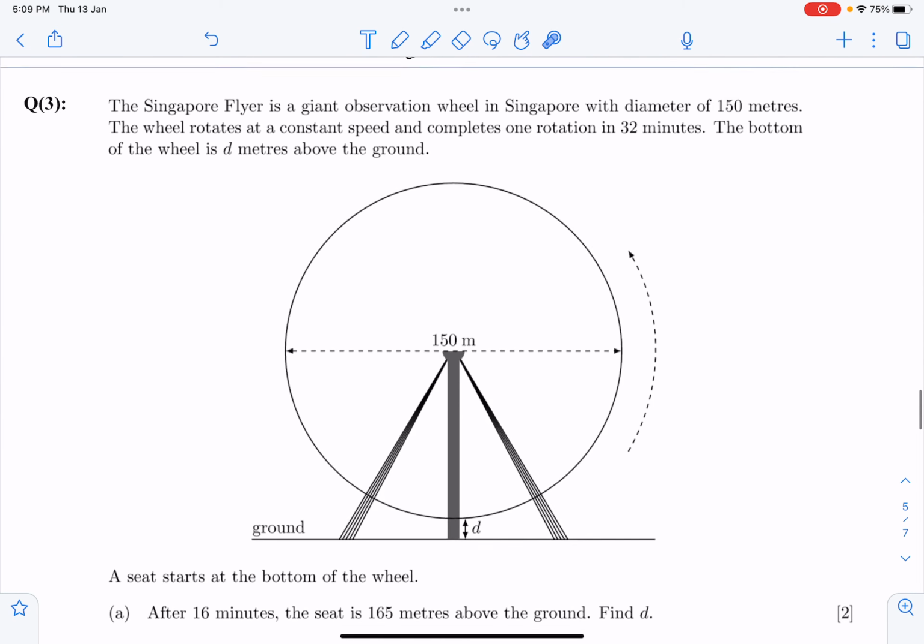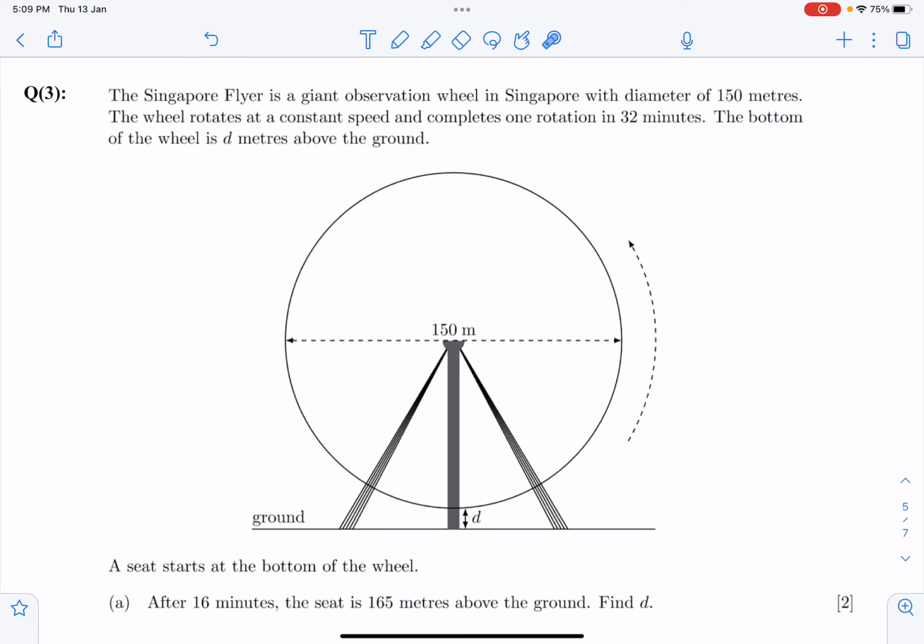Okay, now let us see the next question. This is about the Singapore Flyer. It is again a Ferris wheel whose diameter is 150, which is at a distance of d from the ground. It is a giant observation wheel in Singapore with diameter 150 meters. The wheel rotates at a constant speed and completes one rotation in 32 minutes. So look here, its period is 32 minutes. Remember this, okay? Period is 32 minutes.